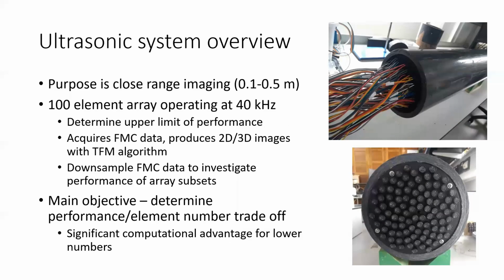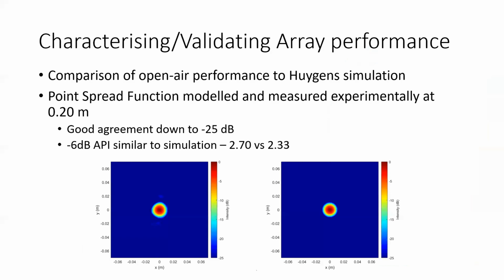And because it's set up to record full matrix capture data, which consists of time domain signals from all the possible transmit-receive pairs, this means we can downsample the data to give results and images from any subset of the array. So we can see what images from a 20-element array look like. And that allows us to investigate one of our main objectives, which is determine the trade-off between reducing element number and reducing image quality. So figuring out how few elements we can get away with for a usable image.